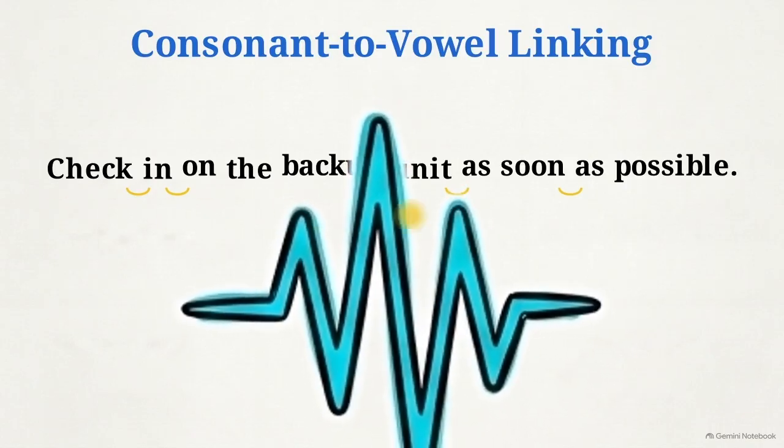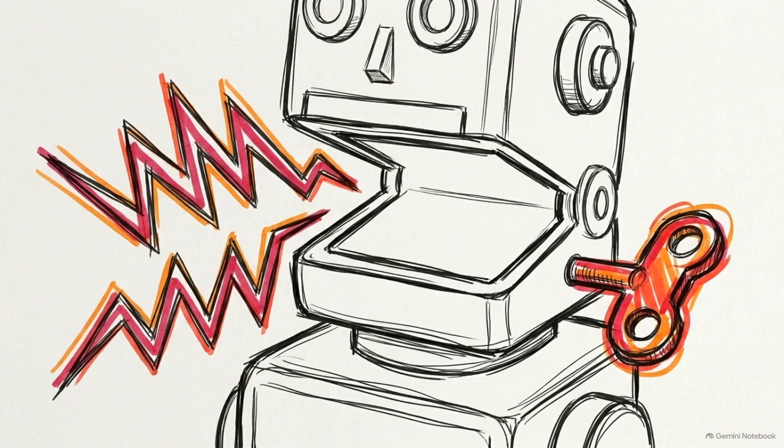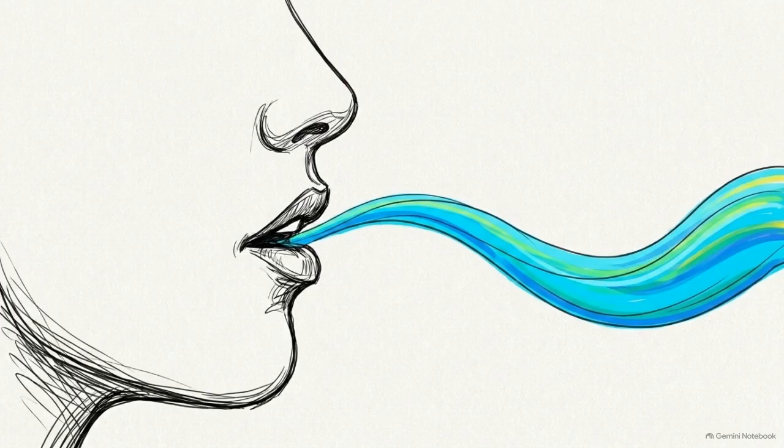Check in on the backup unit. Mastering these 2 airflow rules removes the choppy, robotic cadence of beginner English, resulting in a continuous stream of speech.